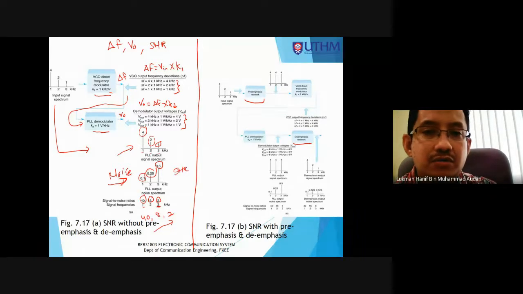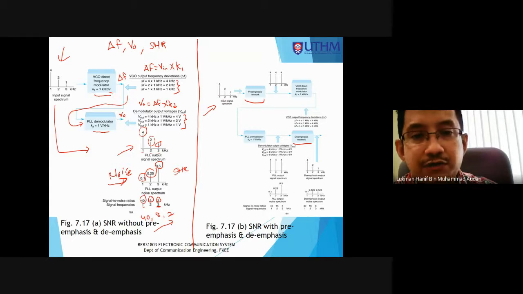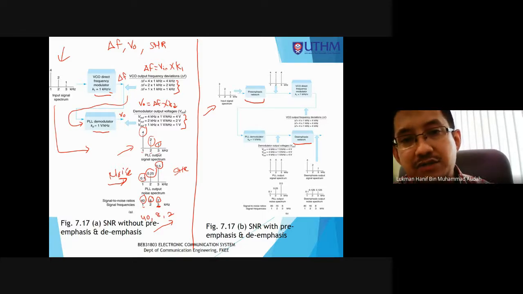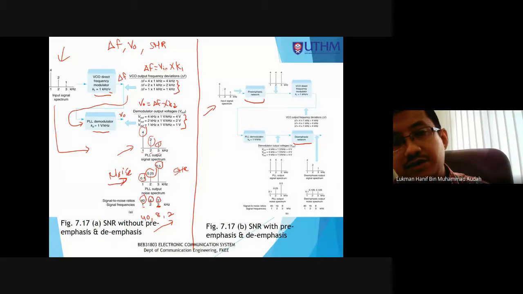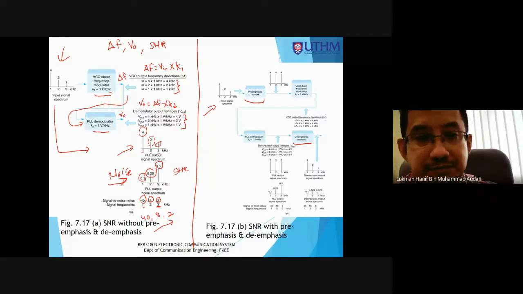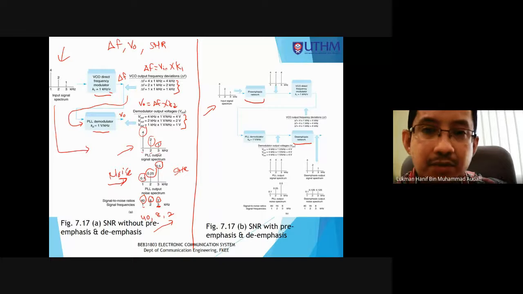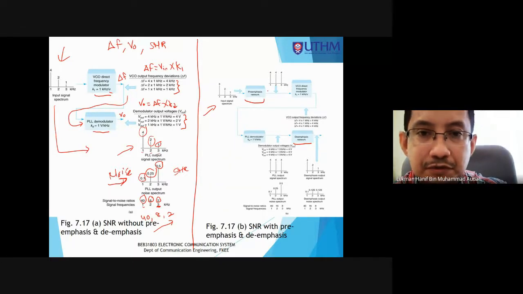Okay, so what happened? This is the input, similar with the previous. We have 4 volt at 1 kilohertz, 2 volt at 2 kilohertz, and 1 volt at 3 kilohertz. We put it inside the pre-emphasis network. What happened? Pre-emphasis will increase the amplitude by a certain factor, pada kadar tertentu. In this case, the output is 4 volt, 4 volt and 4 volt.